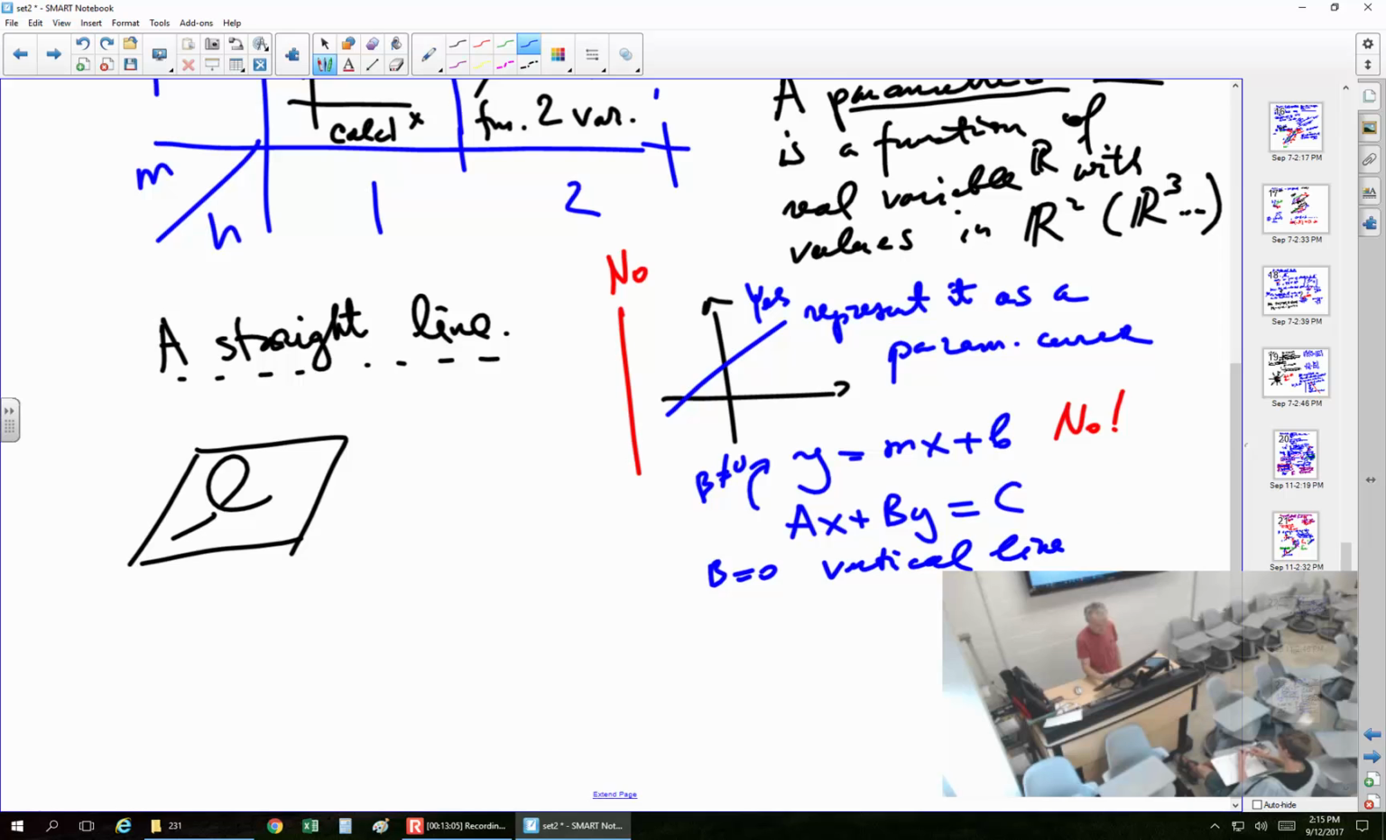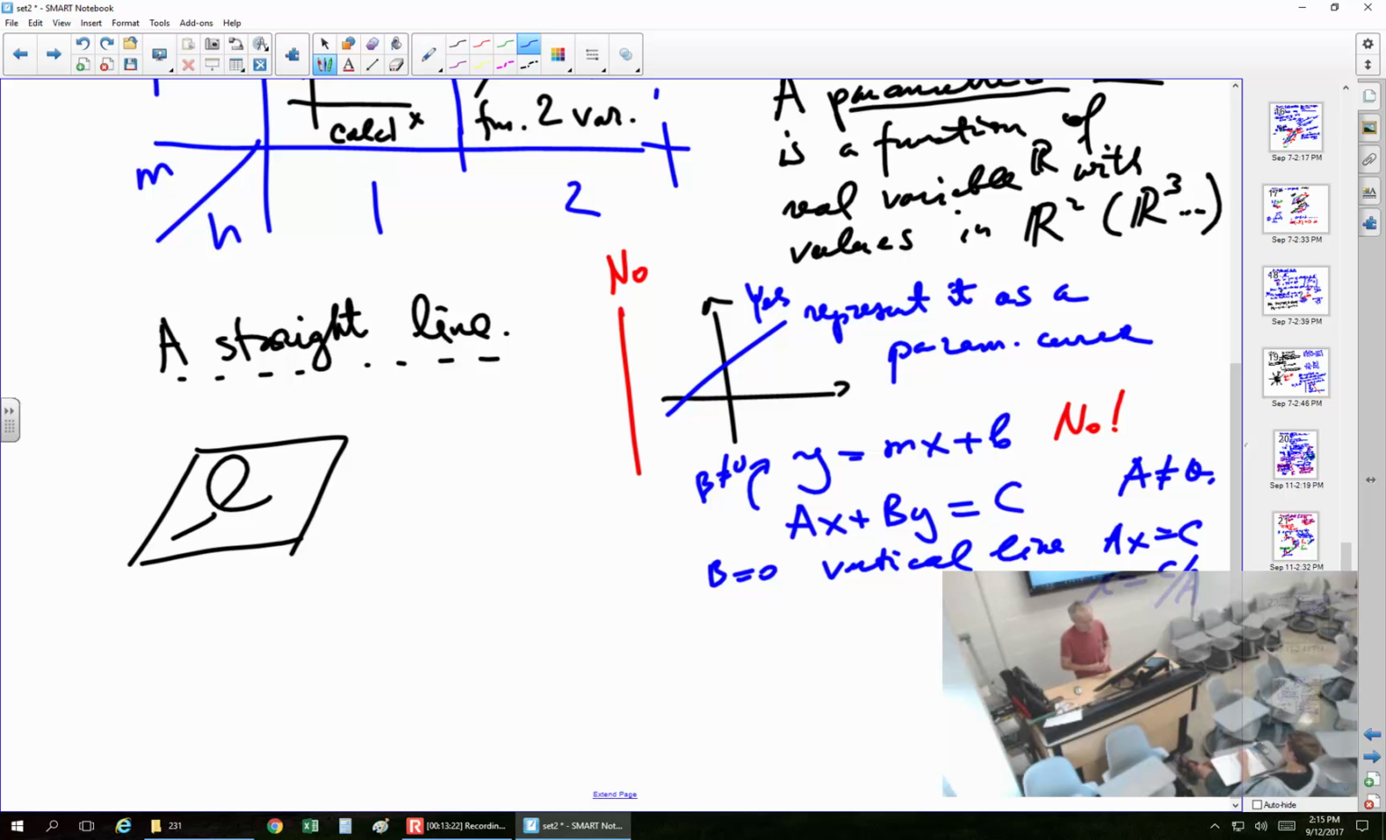Vertical line: ax equals c, x equals c over a. Well, a presumably is not equal to 0. So one or the other should not be equal to 0. Either a is not equal to 0 or b is not equal to 0. If both of them are equal to 0, we're not getting any line. So we exclude that possibility.